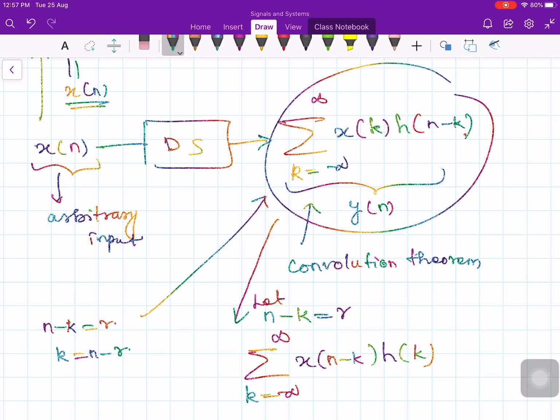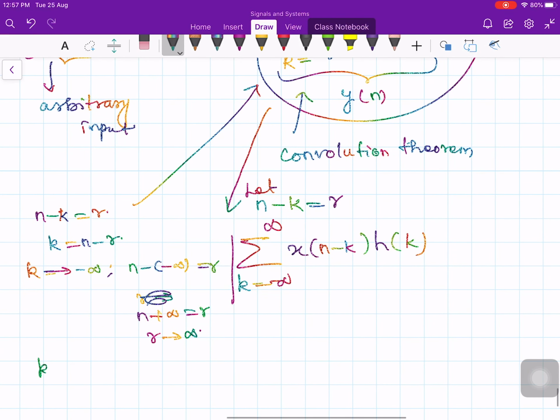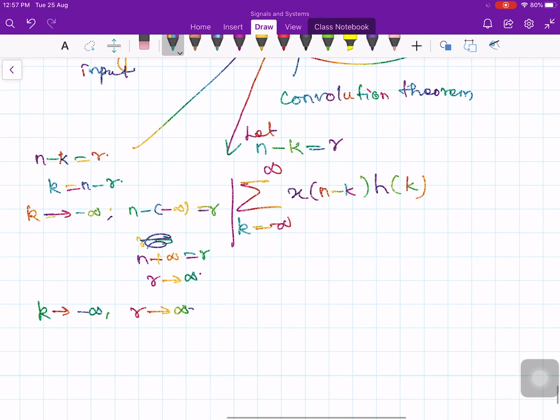Then when k goes to minus infinity, then r goes to n plus infinity, which is infinity. Therefore, when k goes to minus infinity, then r goes to infinity. That is what we mean by limits. Similarly, when k goes to plus infinity, then r goes to minus infinity, right.